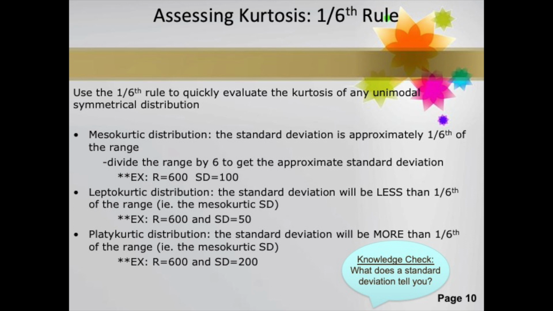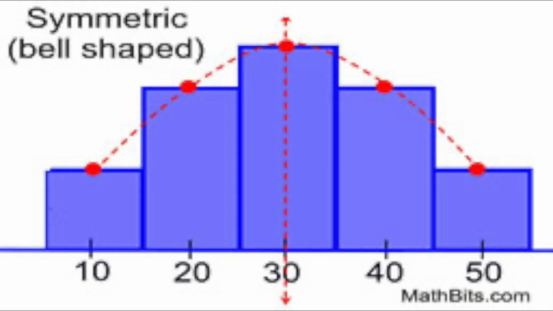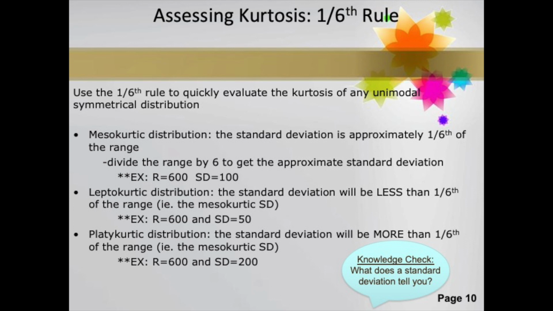It's called assessing kurtosis, and we use what's called the 1/6 rule to quickly evaluate the kurtosis of any unimodal symmetrical distribution. So that's going to be any distribution that has one mode, or one number occurring more than any other number, and the distribution is symmetrical. So while the leptokurtic and platykurtic shapes are not normal curves, they are in fact symmetrical and unimodal.